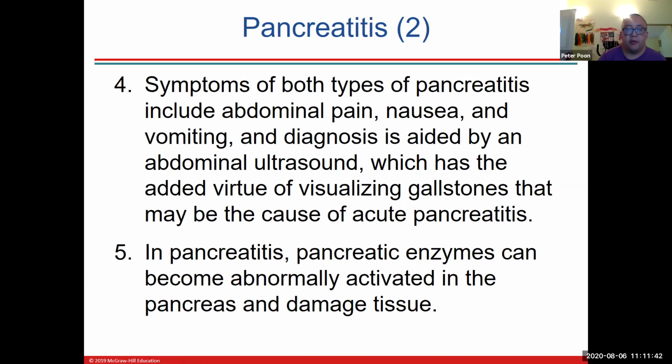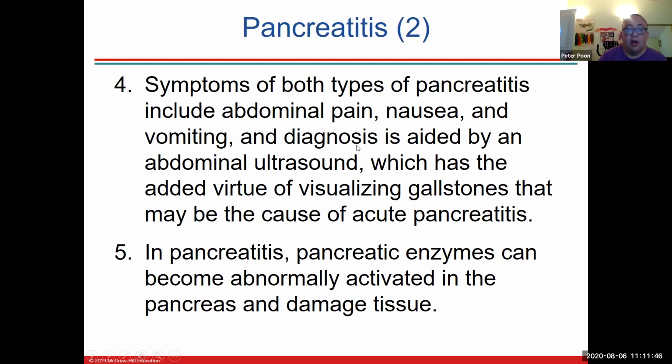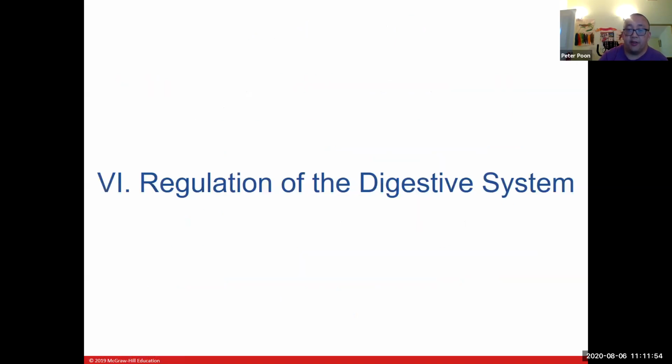Pancreatitis, inflammation of the pancreas. In pancreatitis, pancreatic enzymes can be abnormally activated. If you abnormally activate enzymes in the pancreas, you'll digest away the pancreas.